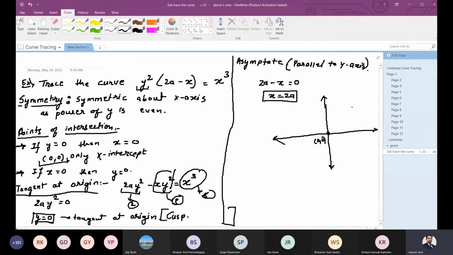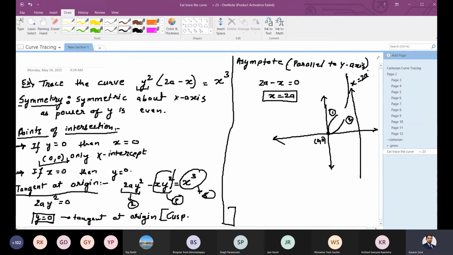x equal to 2a is a line which is parallel to y. So this is the line x equal to 2a. At infinity, my curve is near this. I mean, it is going near to this line. And as it comes to 0, it is intersecting this point. So there are two ways this can be done. Like this or like this. I'll name this 1, 2.